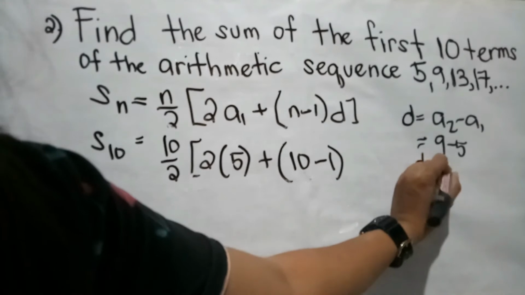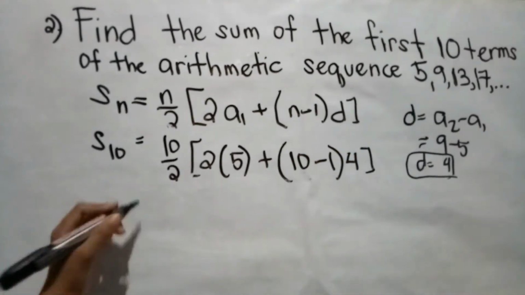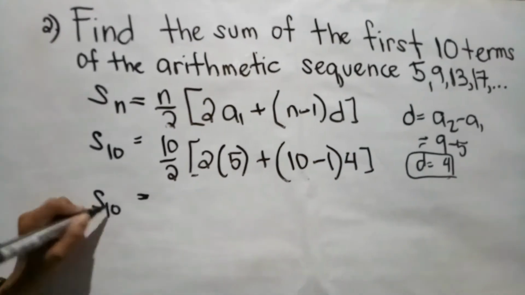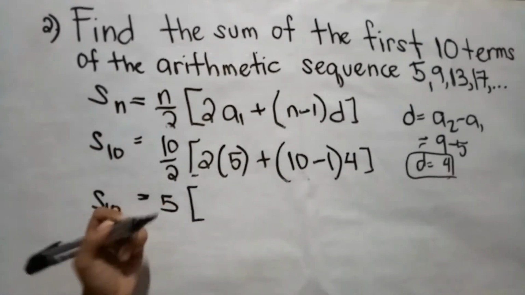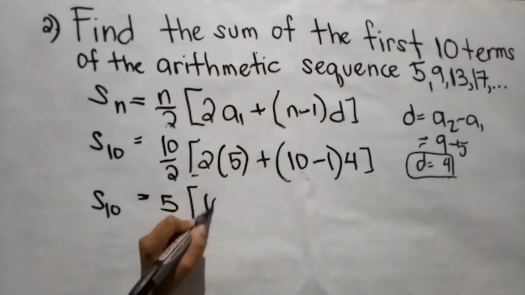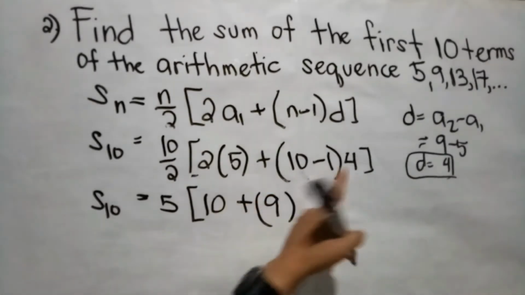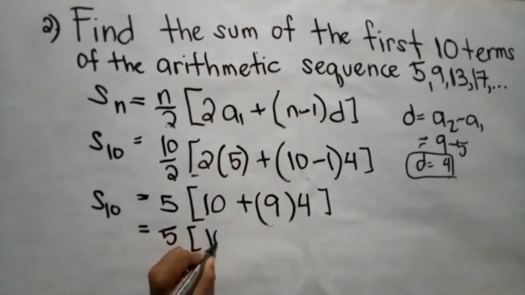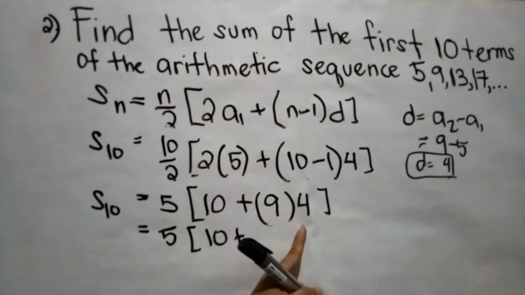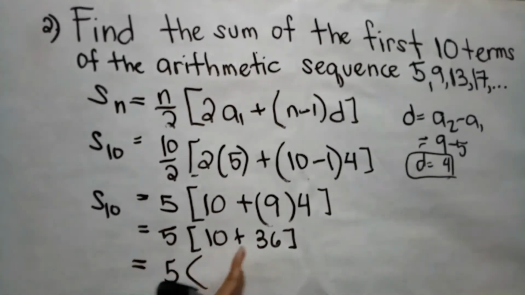So d is equal to 4. Then let's write the value, which is 4. Then solve. The sum of the 10 terms is equal to 10 divided by 2, which is 5, multiplied by 2 times 5, 10, plus 10 minus 1, okay, that's 9, multiplied by 4. Then solve. 5 times 10 plus 9 times 4, 36. Then 5 times 10 plus 36, and that is 46.